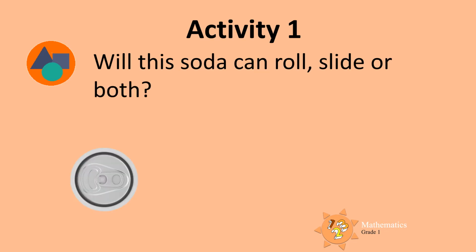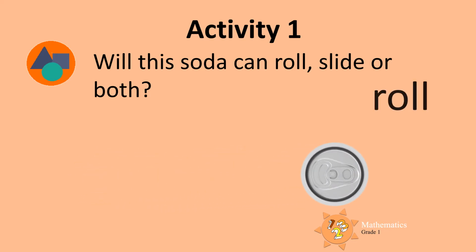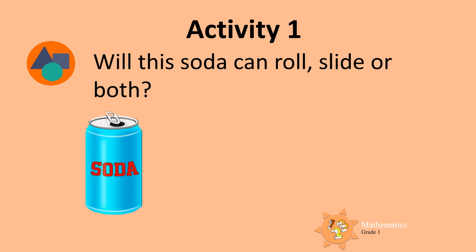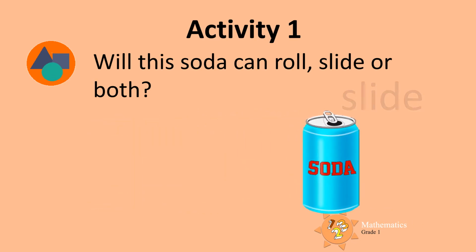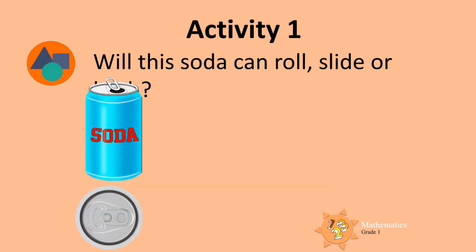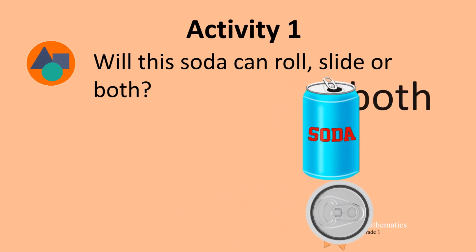What about this soda can? The soda can has a round side and a flat side. So the soda can roll on its round side. When the soda can is on its flat side, it can slide. So, a soda can roll and slide.